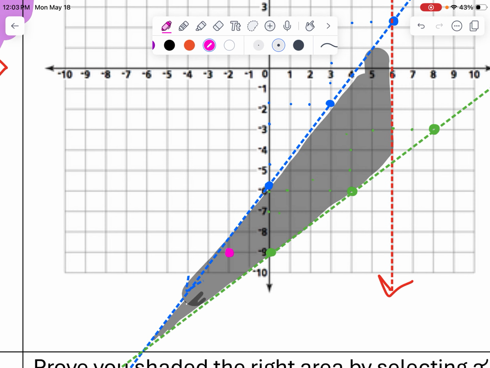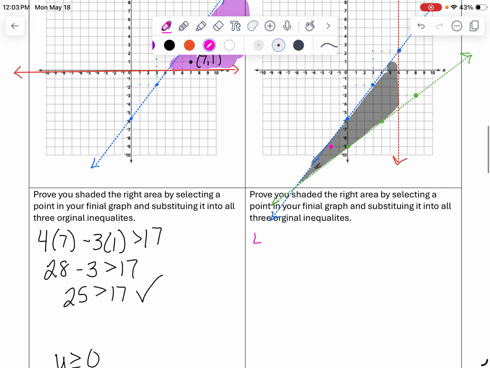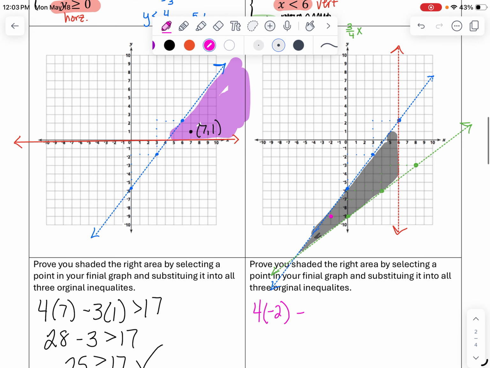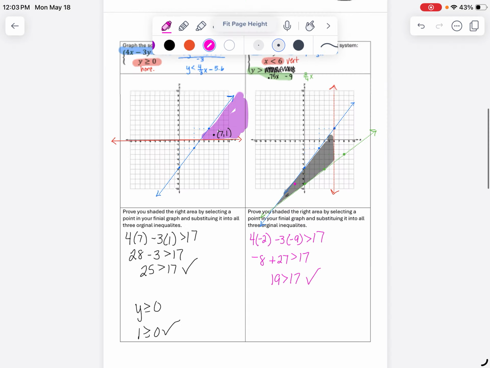-2, -9. Let's see if that works. 4 with -2 minus 3 with -9 has got to be greater than 17. So it's -8 plus 27 is greater than 17. -8 plus 27 is 19. 19 is greater than 17, so that's good. For x is greater than 6.